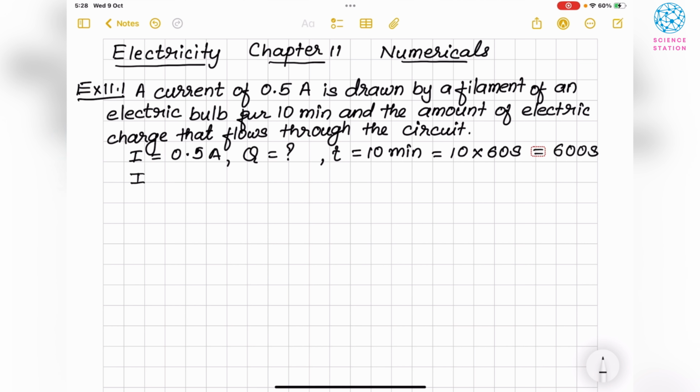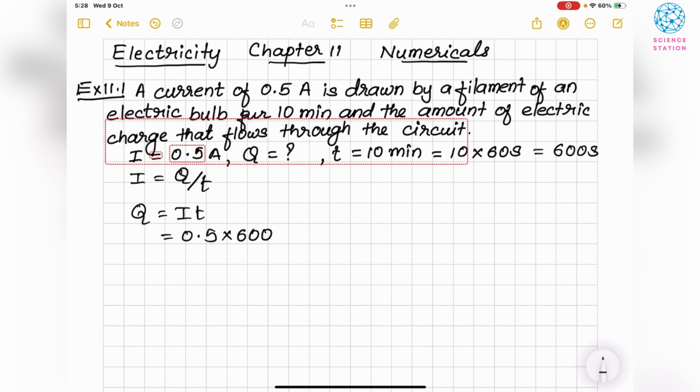So now the formula is I equal to Q by T. So using that formula I want to find Q, so I will do I into T. So that will be 0.5 into 600. So that will come to 300 coulomb. So charge is 300 coulomb.